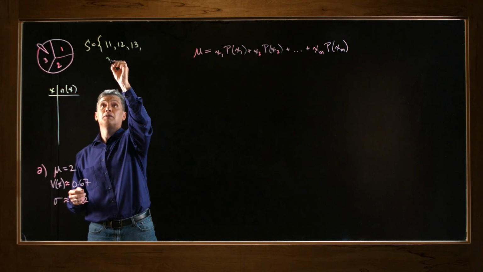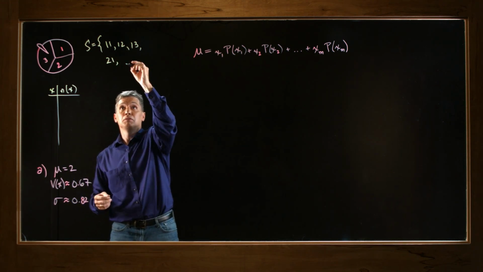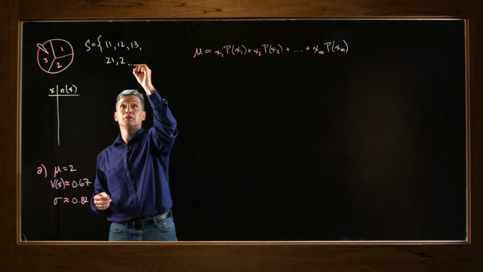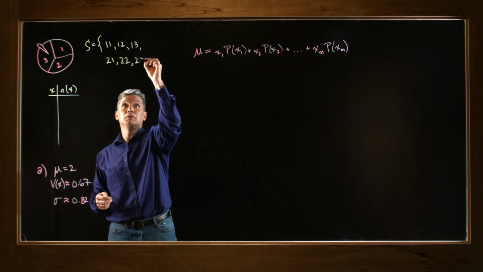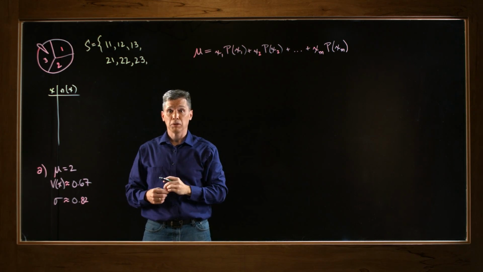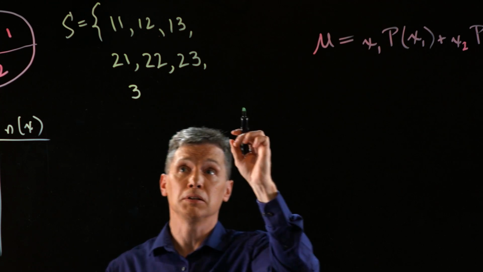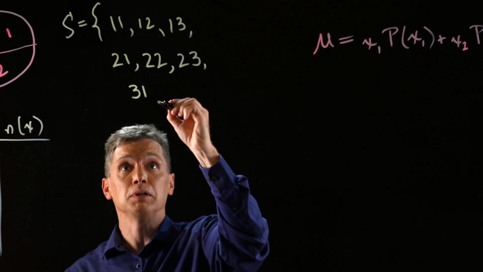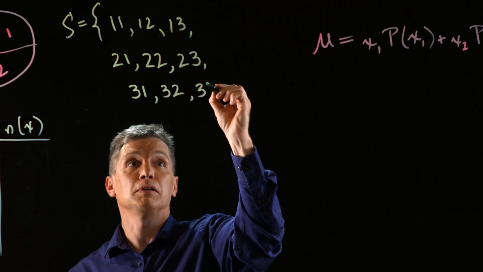The first spin, I could get a 2. The second spin, a 1. First spin, a 2. Second spin, a 2. 2, and then a 3. Just listing all the different possible outcomes with commas in between. And then finally, a 3 on the first spin, and then a 1, a 3, and then a 2, a 3, and then a 3.